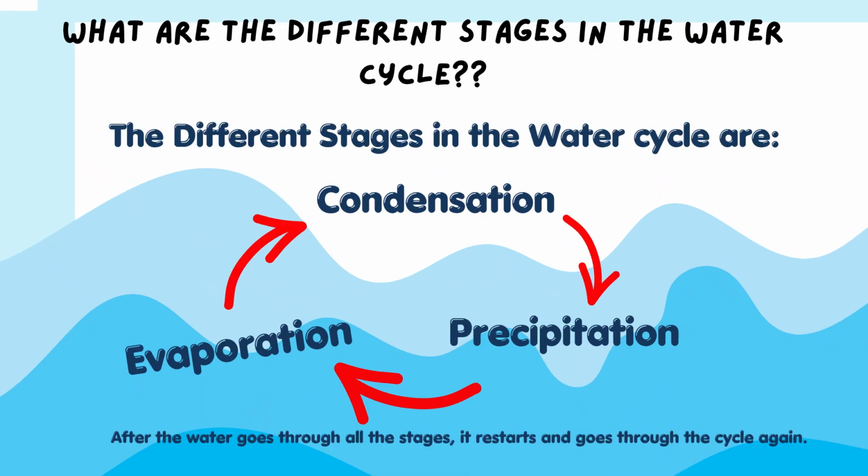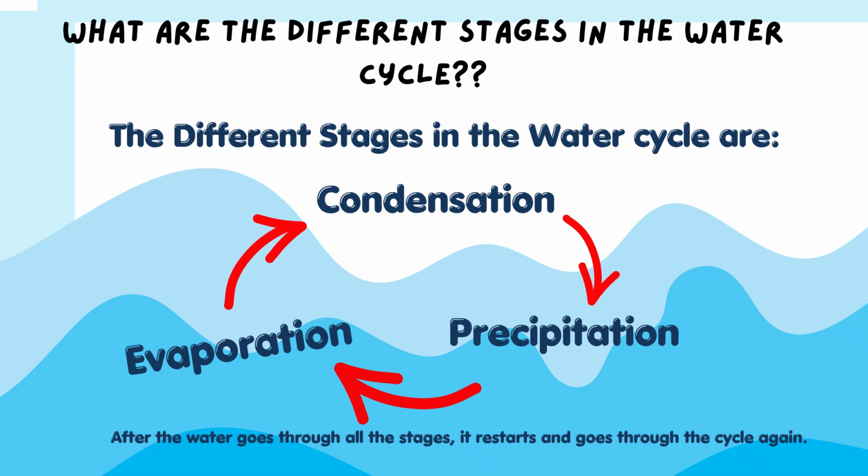What are the different stages in a water cycle? The different stages in a water cycle are evaporation, condensation, and precipitation. After the water goes through all of the stages, it restarts and goes through the cycle again. And that is also why it's called a water cycle.